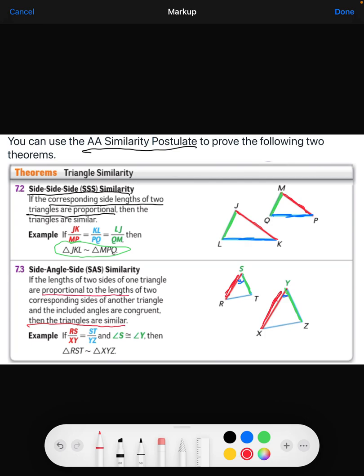So we have to check for proportional lengths of two corresponding sides and the included angle. The included angle means the angle between the two segments. So if RS over XY equals ST over YZ, so those two segments are proportional, and angle S equals angle Y, then we can say these two triangles are similar as well.